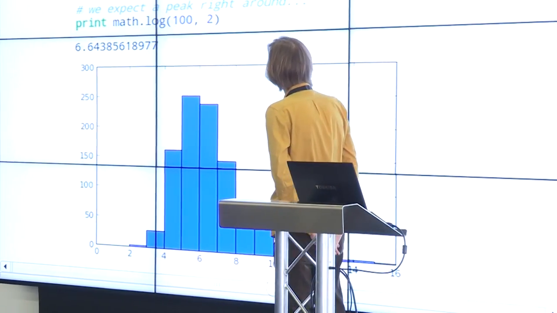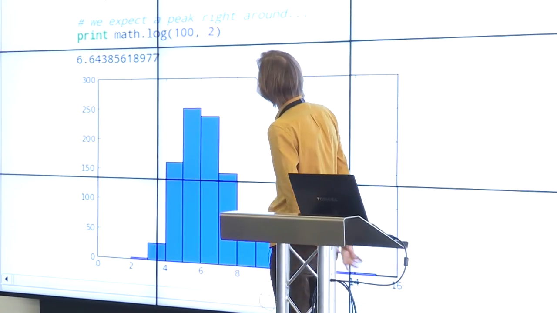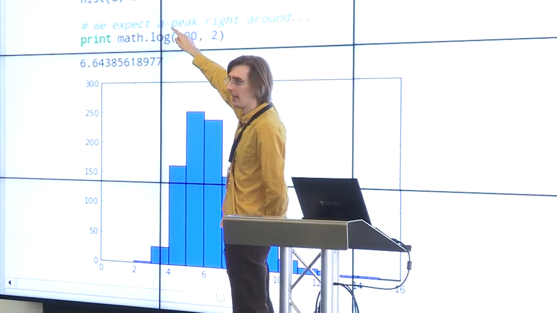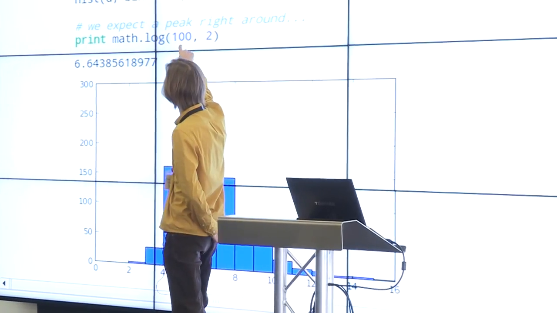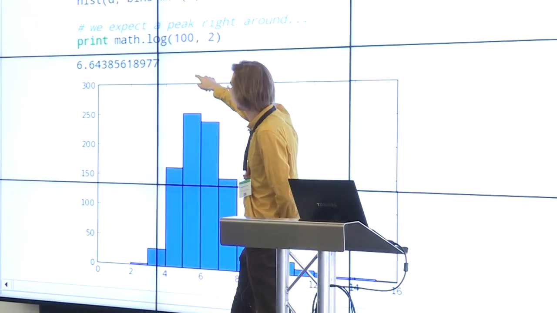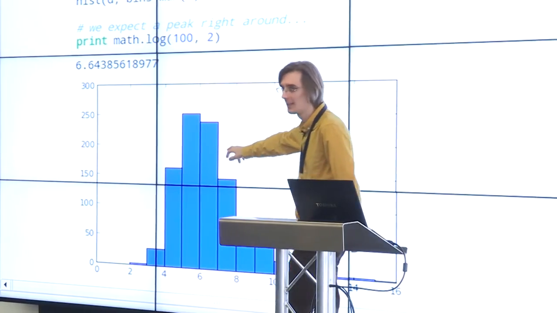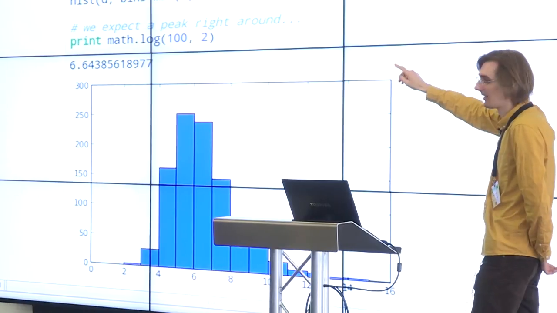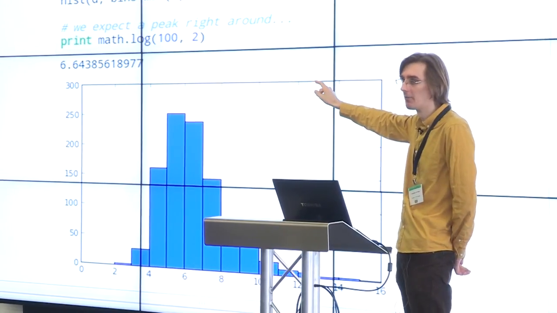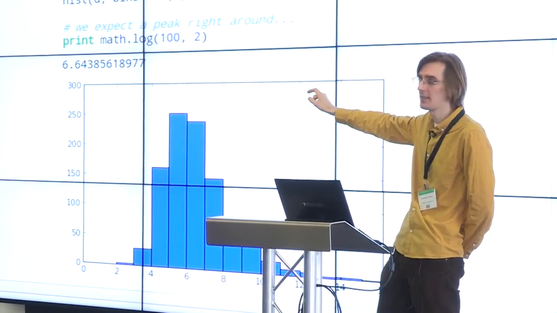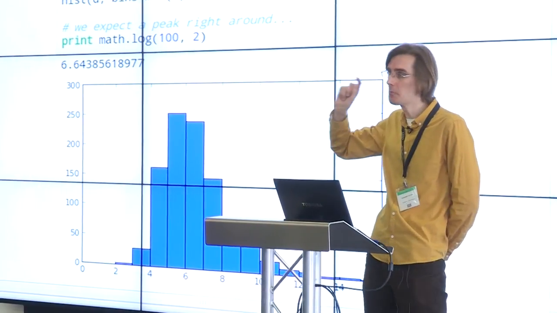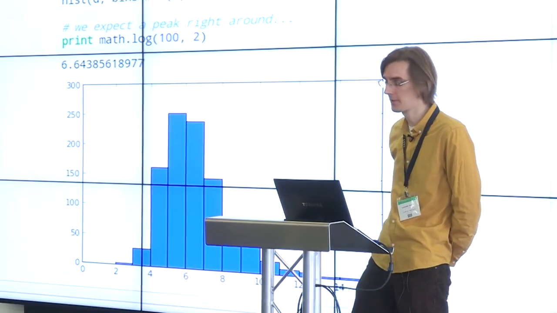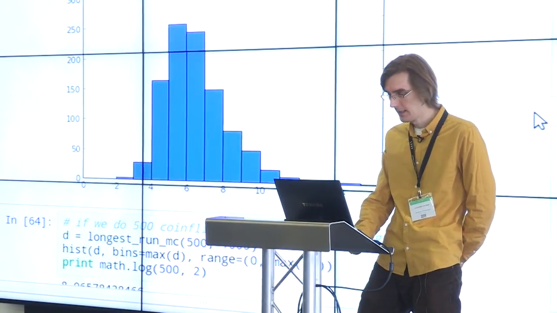To remind yourself that we did 100 runs, if you take the logarithm base 2 of 100, you're magically getting this same number. Which means that you take the longest number of zeros you have seen in the sequence, take 2 to the power of this number, and you will approximate the number of coin flips that you had.